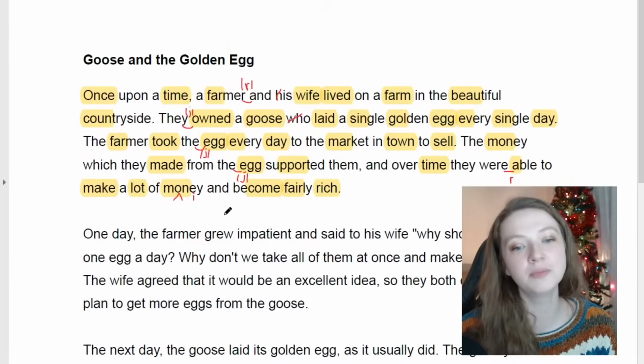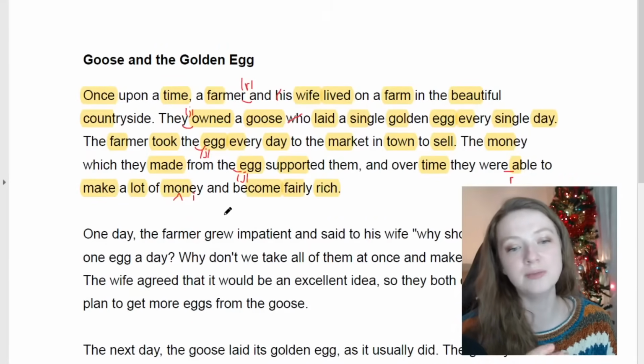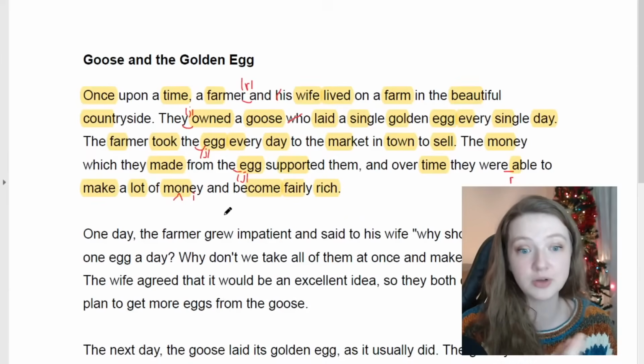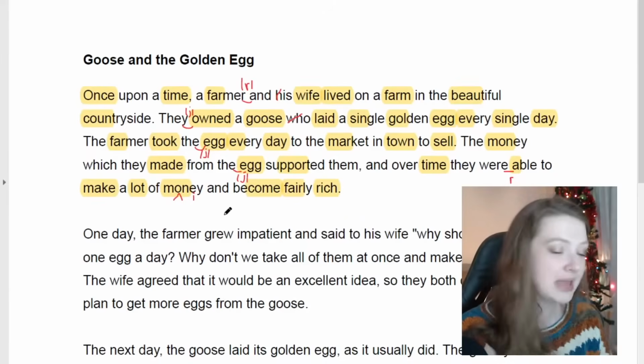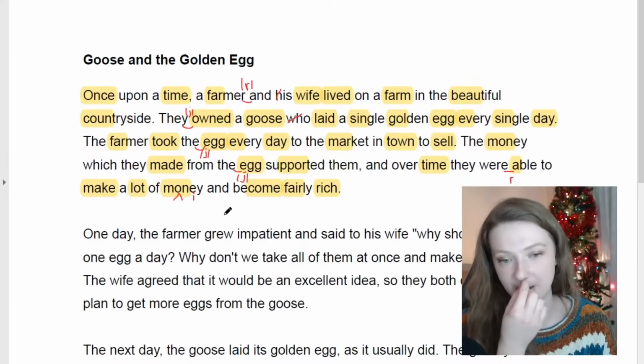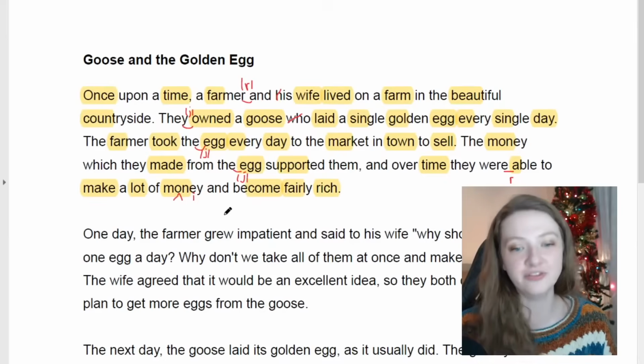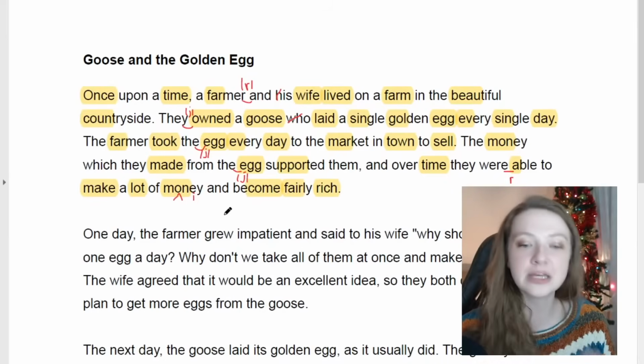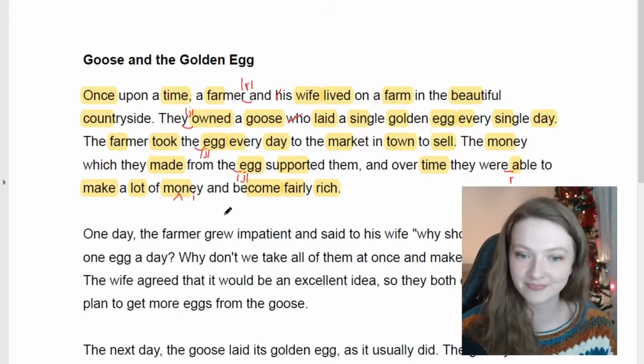And become fairly rich. So with become, the stress goes on the second part. We don't say become, but and become fairly rich. And over time, they were able to make a lot of money and become fairly rich.